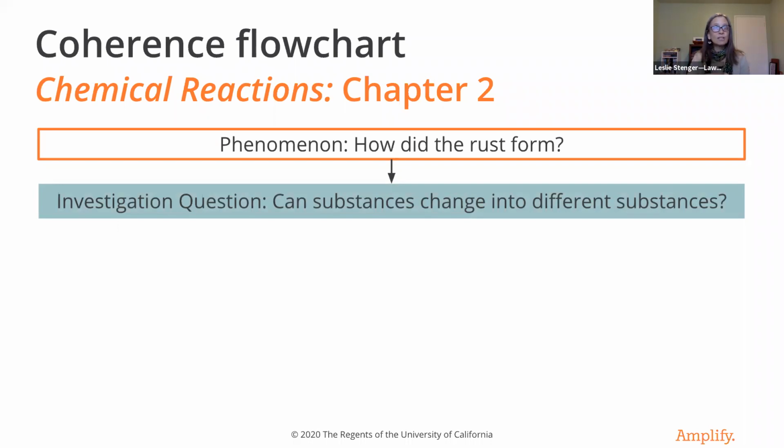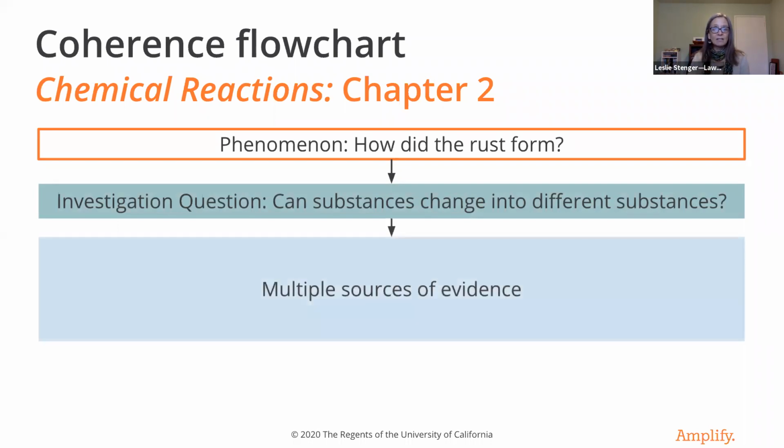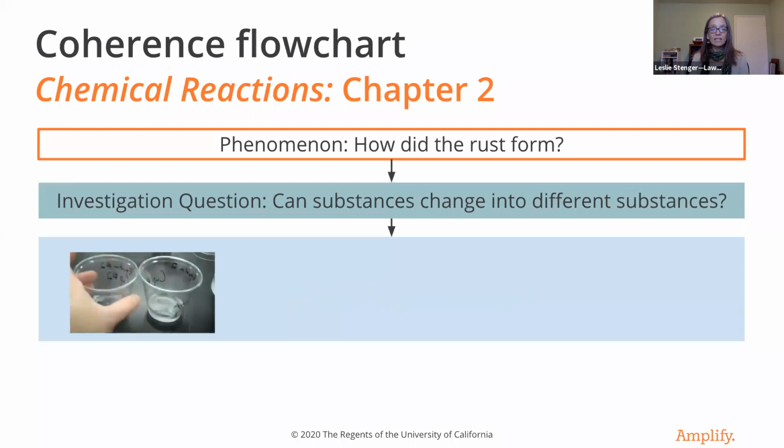And so we're starting to collect evidence, and multiple sources of evidence. We did that hands-on activity, and it gave us some evidence. But as we talked about, it doesn't provide us a complete answer to the question. In particular, we have no idea what happened at the atomic scale. So students need more evidence.